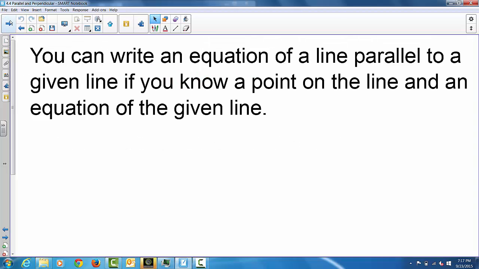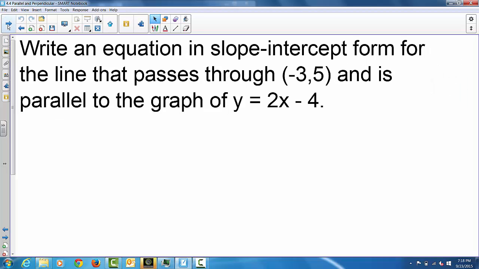So that means you can write an equation of a line parallel to another line if you know a point on the line and the equation of the given line. So let's try one so that you can understand what I just said. Write an equation in slope-intercept form for the line that passes through (-3, 5) and is parallel to the graph of y = 2x - 4.